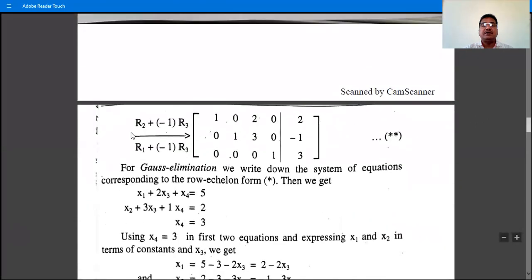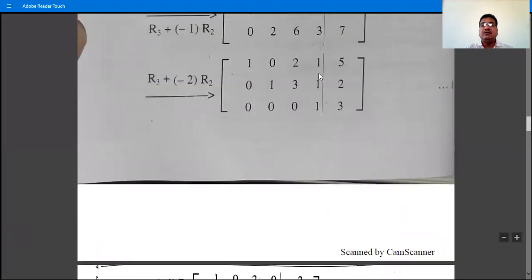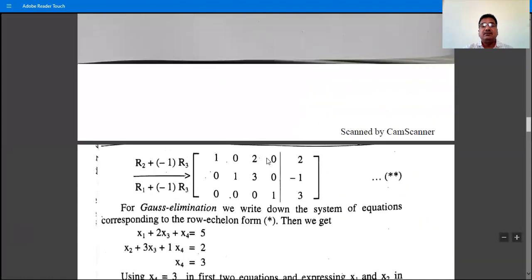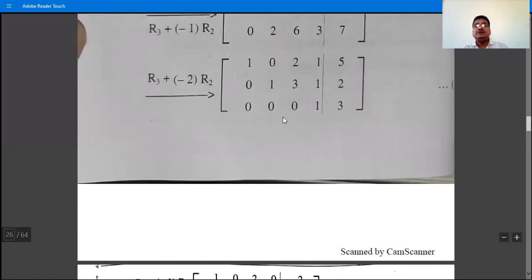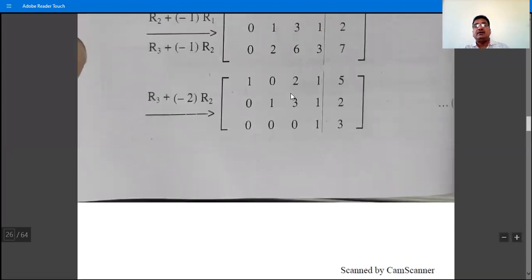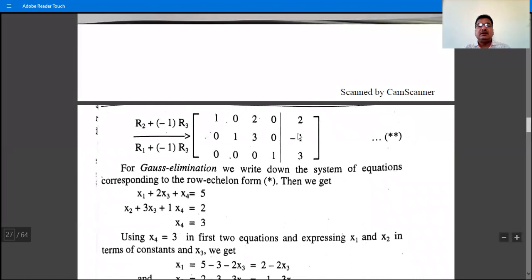So this is the operation R2 minus R3. By using this one, we have to reduce these two to 0. So R2 minus R3 and R1 minus R3. So we have this matrix, and this is the matrix in the reduced row echelon form. So this is the echelon form or row echelon form of the matrix AB, and this matrix is the reduced row echelon form of the given matrix.